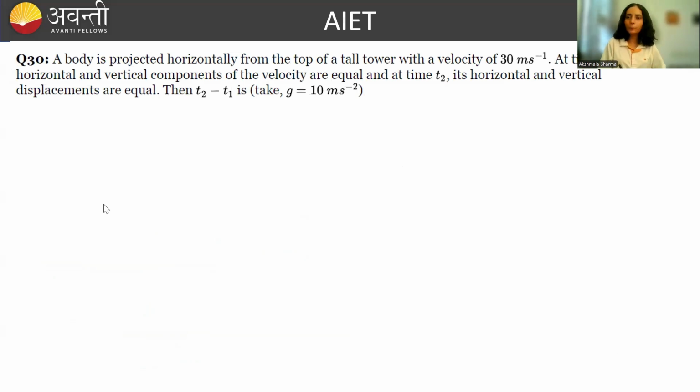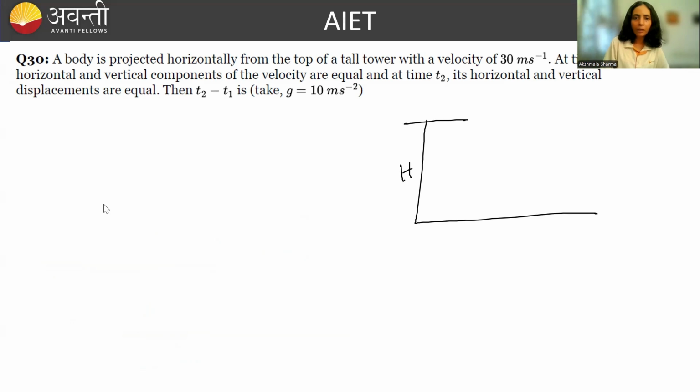Now the last question of your paper. A body is projected horizontally from the top of a tall tower with a velocity of 30 meter per second. So let's say this is the tall tower of height h, and from here a ball is getting thrown horizontally, right? With speed 30 meter per second. So ball is being thrown like this. So it will fall like this.